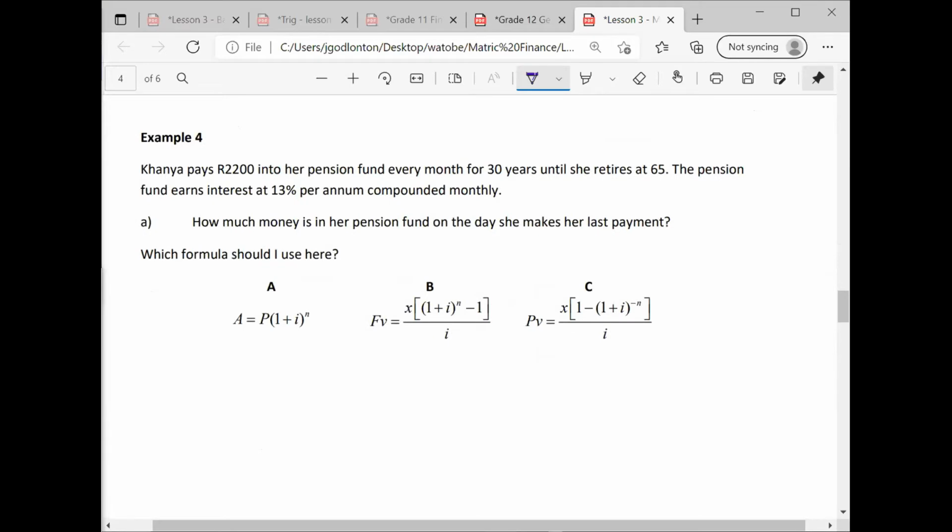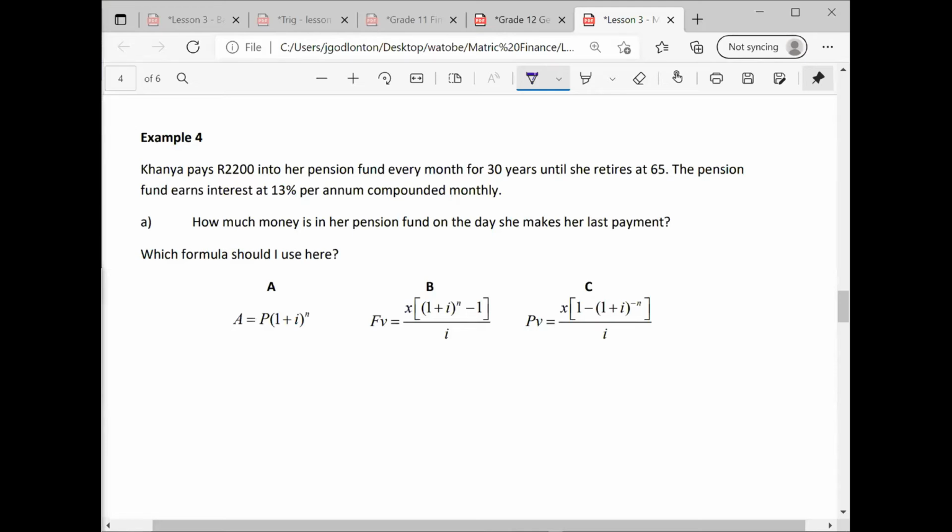All right. Kanya pays 2,200 Rand into her pension fund. Now remember, pension fund is a fund. So when we stop working, when we retire, we're going to get our pension. That's the money that we've saved up for when we aren't getting a salary anymore. So Kanya pays 2,200 Rand into her pension fund every month for 30 years until she retires at 65. The pension fund earns an interest at 13% per annum, compounded monthly. How much money is in her pension fund on the day she makes her last payment?